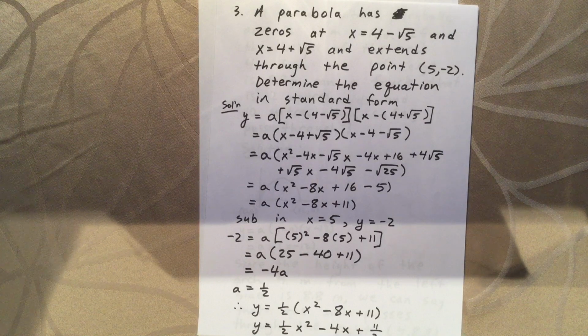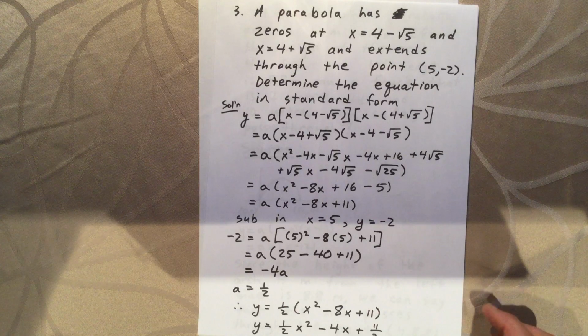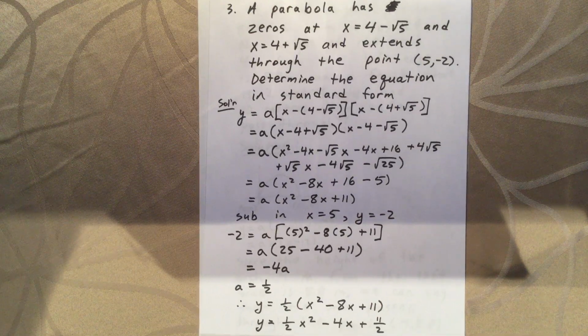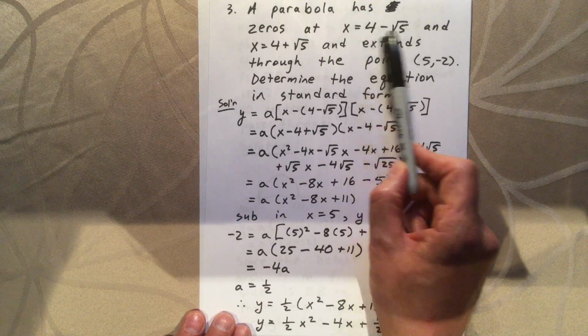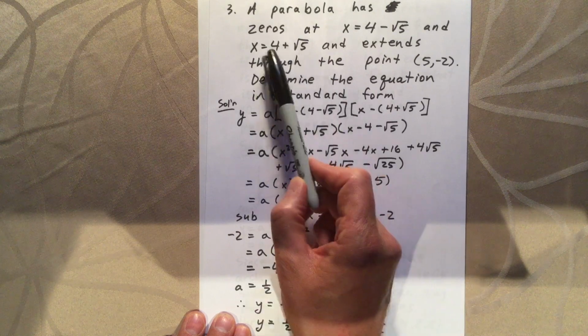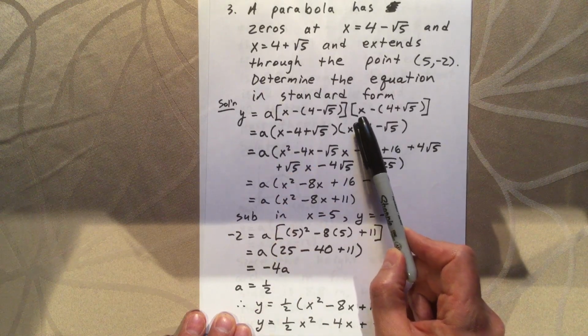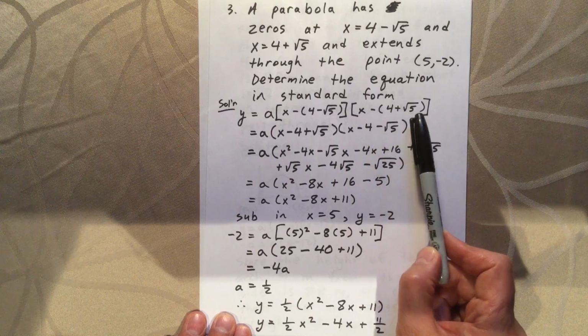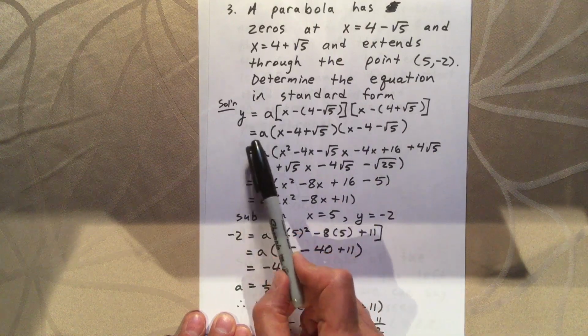Now in this question, we're going to use irrational numbers. Suppose we have a parabola with zeros at 4 minus root 5 and 4 plus root 5, and the parabola extends through the point (5, -2). They want us to determine an equation in standard form. This is the first time the question tells us a specific form to put the equation in. So, if one of the zeros is 4 minus root 5, then one of the factors will be x minus (4 minus root 5). If one of the zeros is 4 plus root 5, then one of the factors will be x minus (4 plus root 5). And we still have that multiplying a in front.